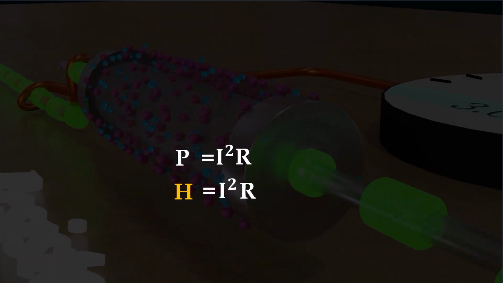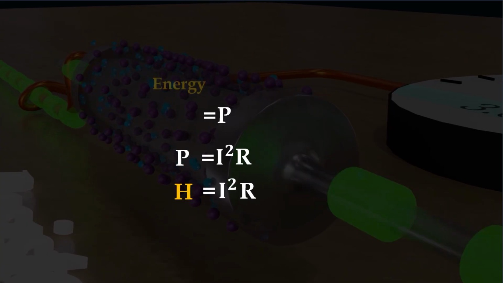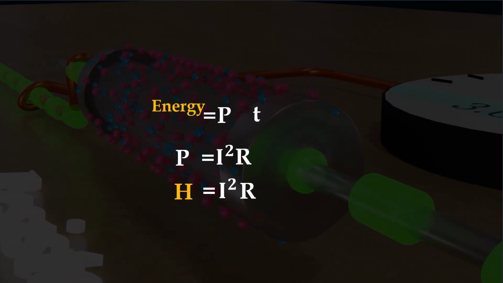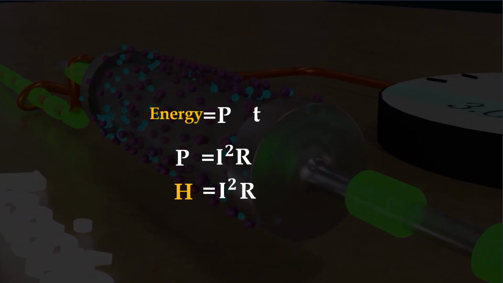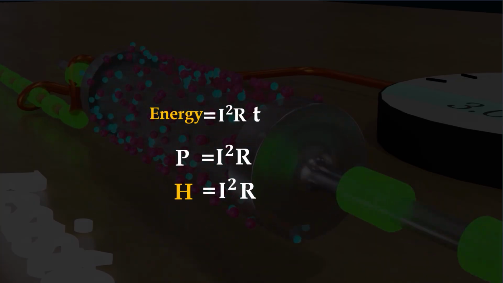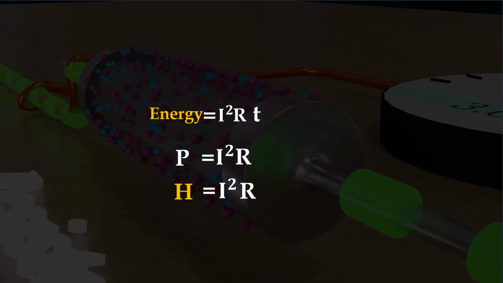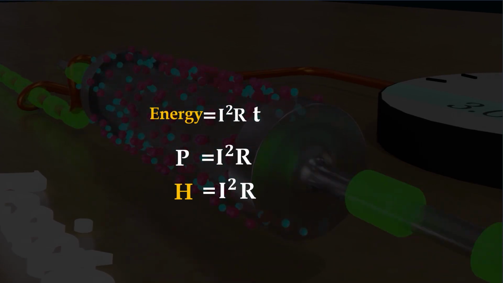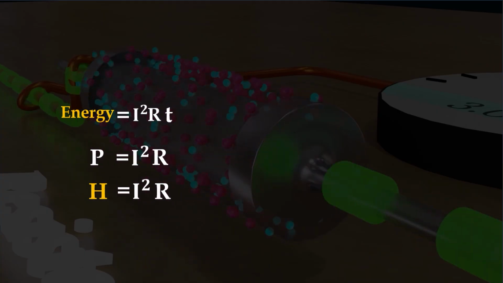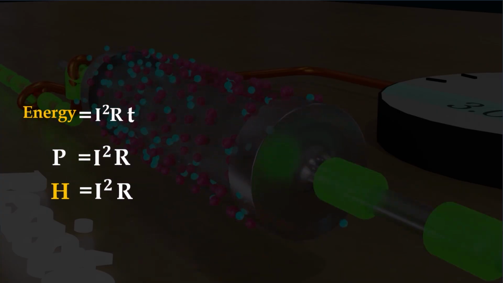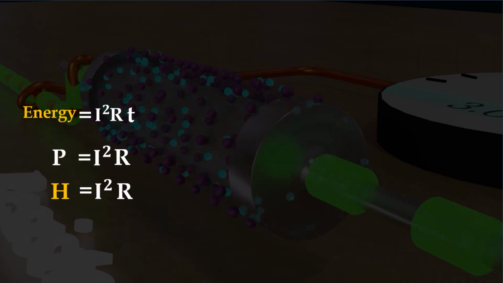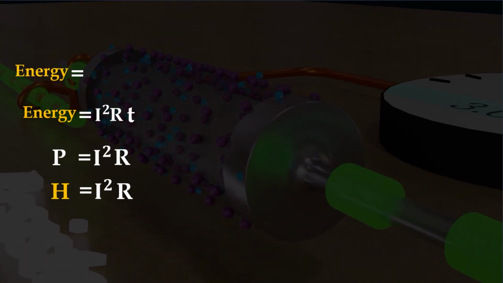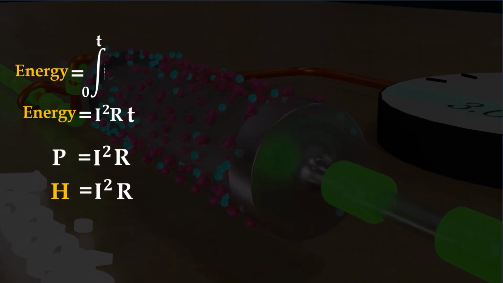Now, from the basic definition of power, power equals energy divided by time. We can write energy equals power into time. Substitute power equals I squared R. So we get electrical energy equals I squared R t. This equation gives the energy consumed in a resistor of resistance R when a current I flows through it for time t, and is exactly equal to the energy supplied by the battery during the same time. If the current is changing with time, then we must write energy in its general integral form. So electrical energy becomes energy equals integration from 0 to t of I squared R dt.